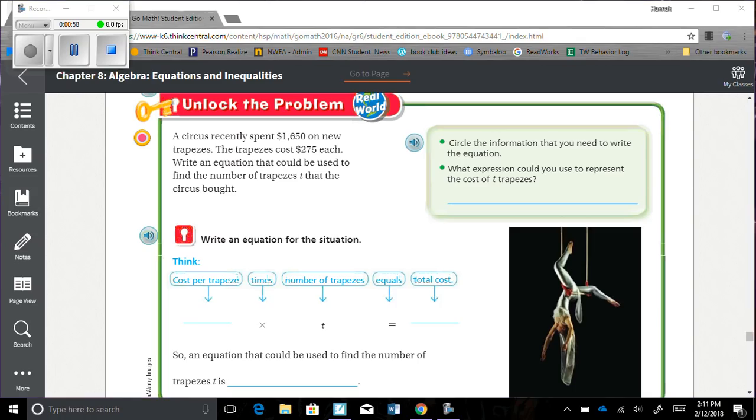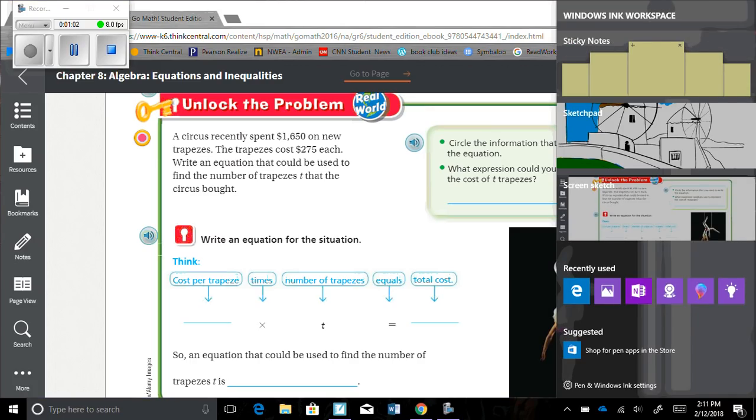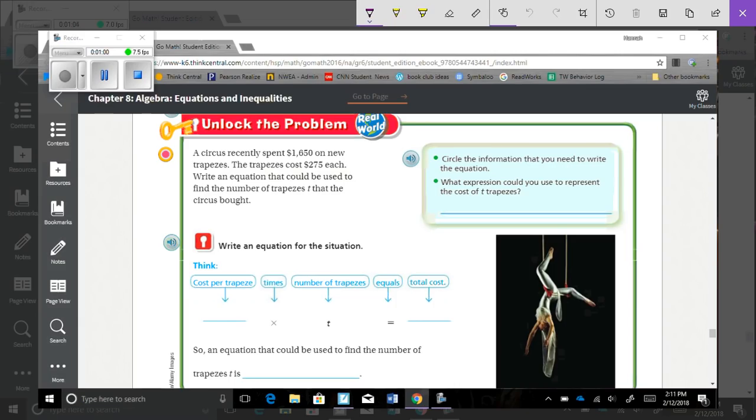Okay, so the first thing that we're going to do here is look up here on the little green box. It says circle the information that you need to write the equation. So we probably need to use $1,650. And we probably need to use $275 each. What expression could you use to represent the cost of T trapeze? Well, if we know that they are $275 each, we would write 275T or 275 times T.